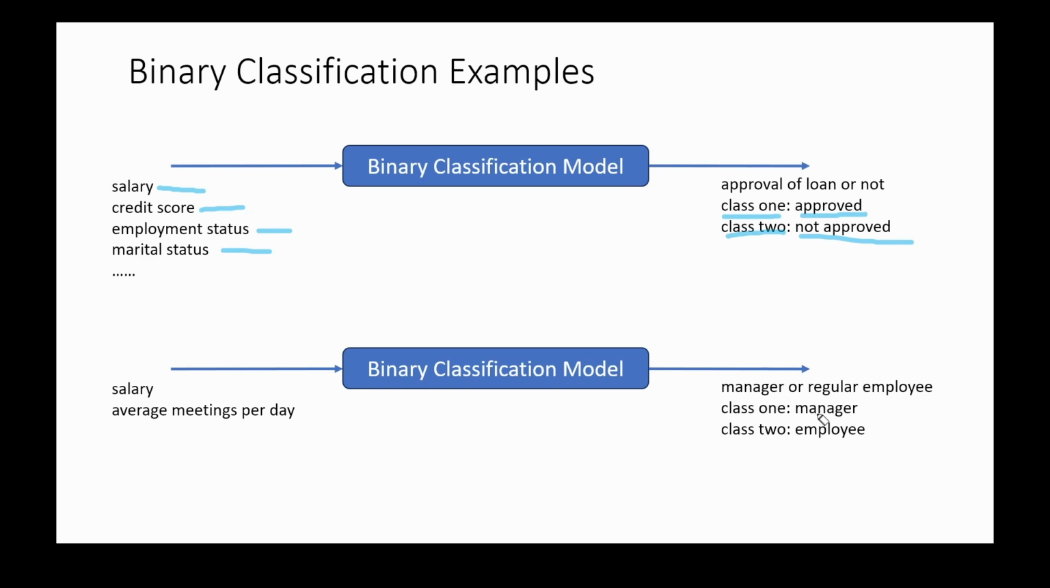Finally, the last example is the example we will use throughout this video. We are going to build a model to classify whether an employee is a manager or just a regular employee. So we are going to have two features. The first one is the employee's salary, and the second one is the average meetings per day. Given those two features, we will output either one of the two classes. Class number 1 is that the employee is a manager. Class number 2 is that the employee is just a regular employee. The logistic regression that we are going to talk about today is basically a type of binary classification model.